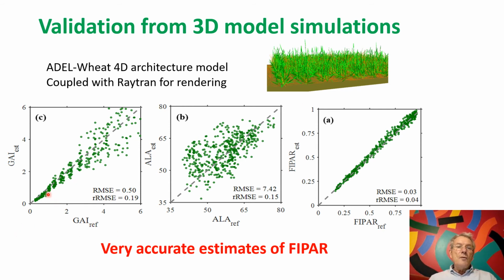And you can see that to estimate the green area index, it's quite efficient using the two directions, 0 and 45 degrees. It's a bit less accurate for the average inclination angle because the green fraction is less sensitive to the average inclination angle. But when we recombine the two, green area index and average inclination angle, into the fraction of intercepted radiation, we get a very nice and very accurate relationship between the estimated one and the reference one. So we can get very accurate estimates of FIPAR.